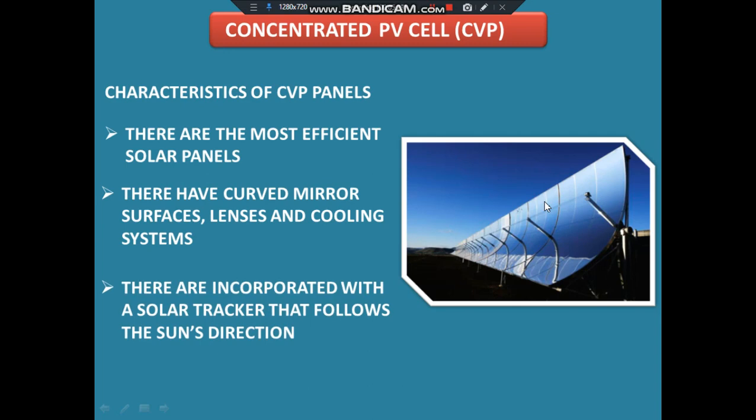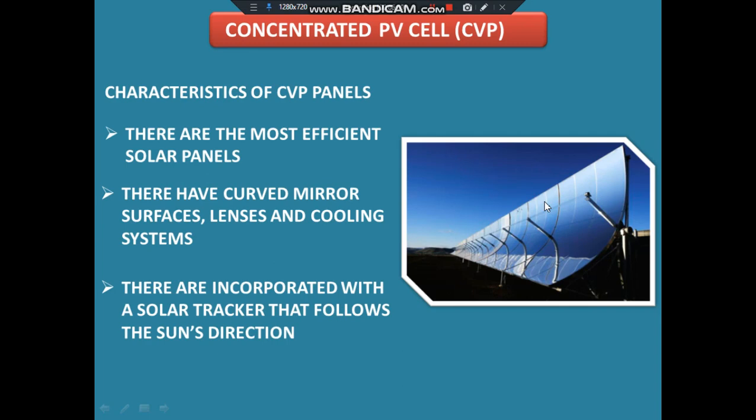When you are talking about the solar tracker, it will move in proportion to the sun rays. That means as the sun is moving, the solar tracker will keep moving the solar panel so that it receives maximum insolation all day long, as long as there is sun.